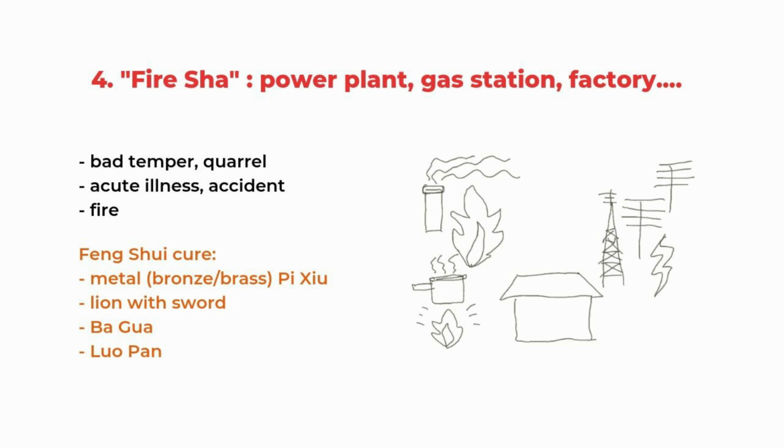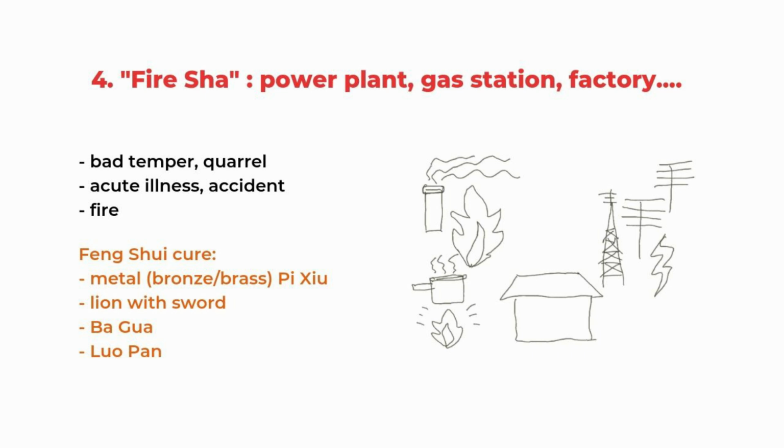Number four is the fire type of sha qi, including power plants, gas stations, factories, or restaurants with cooking on the fire. Anything to do with electricity, radiation, or fire is considered fire sha qi. If you see a lot of chimneys around your house, that's a type of sha qi too. The result can be bad temper for the residents or easily quarreling with your neighbors, and acute illness because it's related to fire, or accidents. And the fire sha qi can potentially bring fire to your residence.